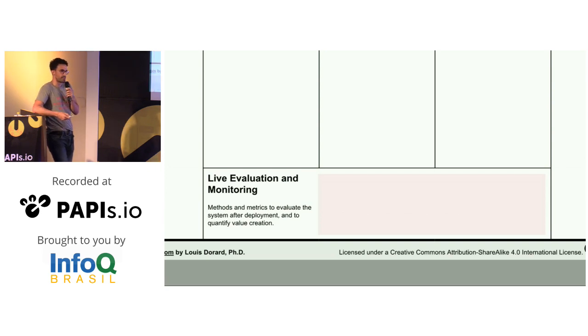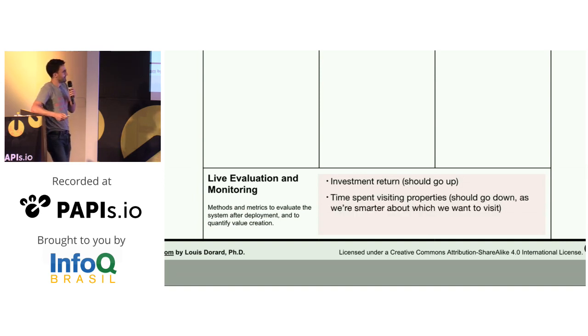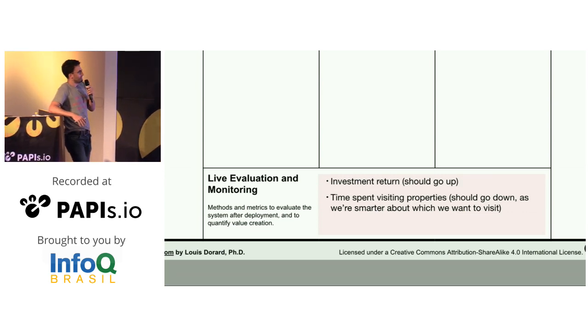How do we make sure that this whole idea will work well? Well, first things first, if you want to improve investment decisions, your investment return should go up. You would also think that by prioritizing the list of properties to visit, you would decrease the time spent visiting properties, because you're not going to waste time visiting properties that are not good deals, right?